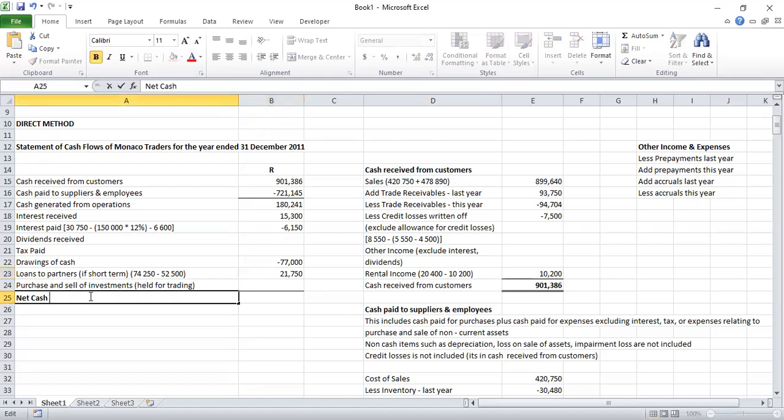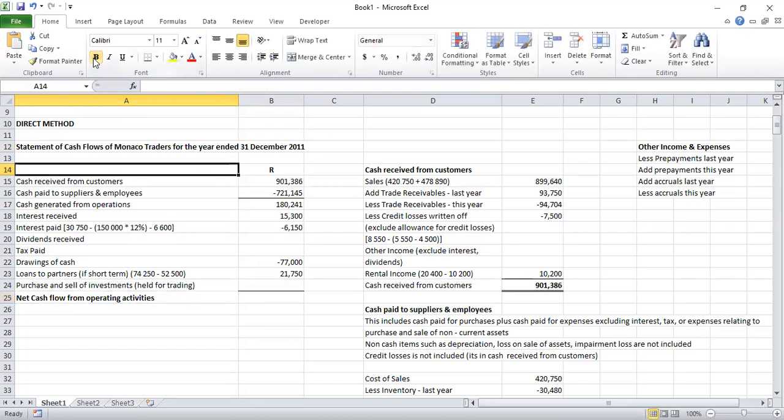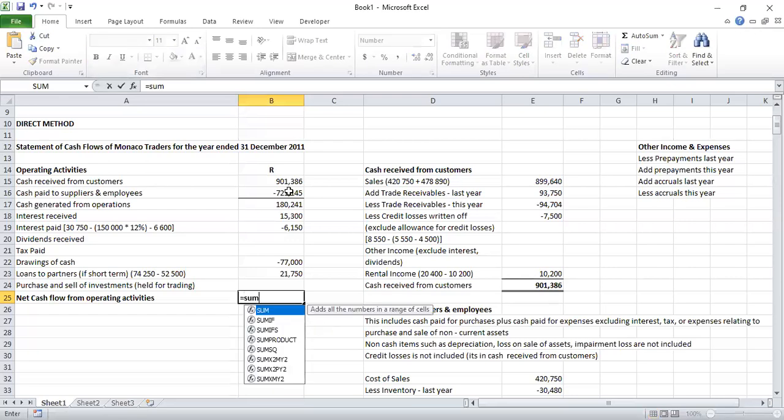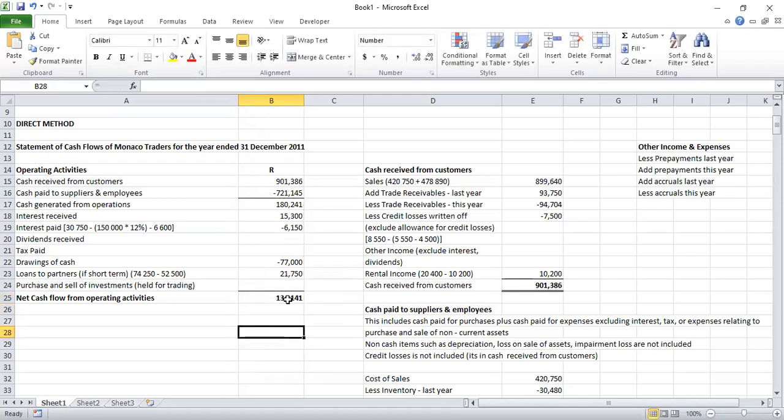Right. Then we have our net cash flow. So if they were going up, it was going to be negative. It would have meant that we gave them more loans. Right. So then net cash flow from operating activities. I think I forgot to write at the top that these are... right. That's the net cash flow.